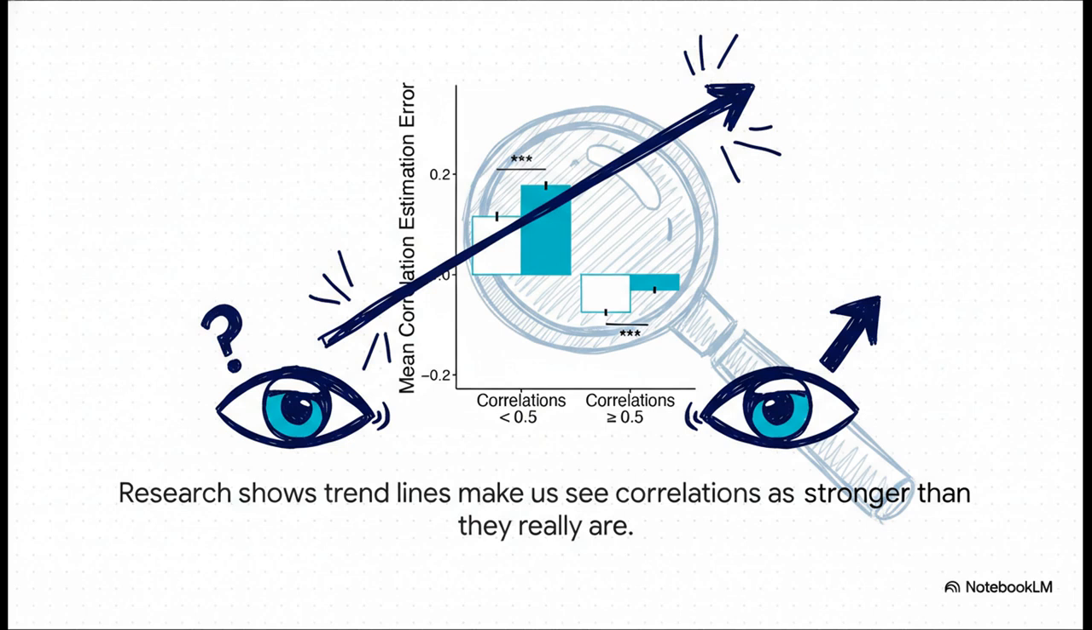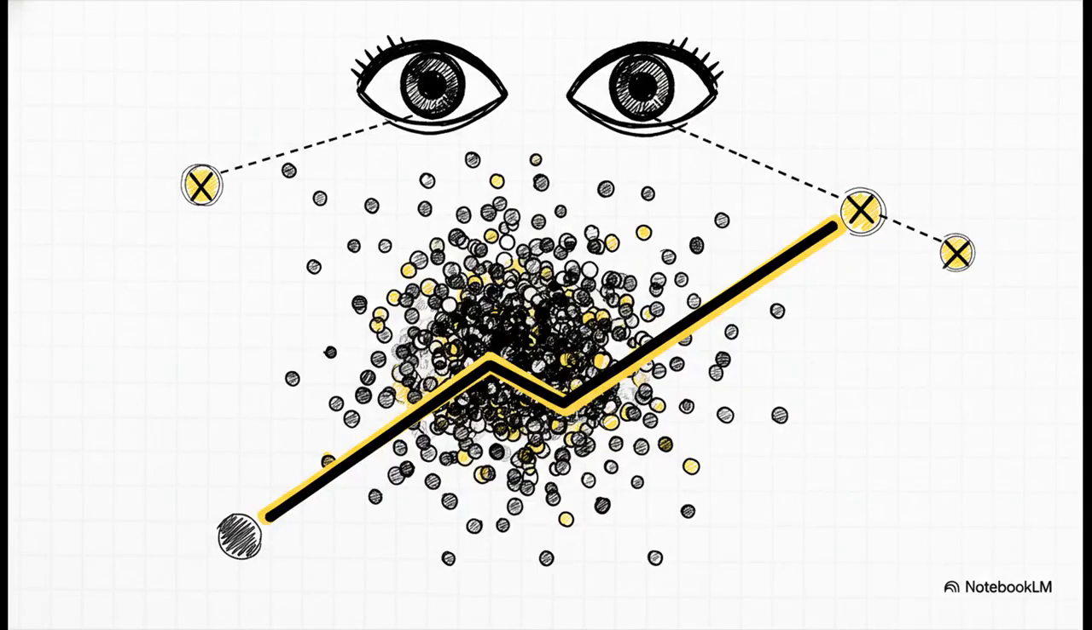It's like a visual amplifier, turning a maybe into an "oh, for sure" in our minds. It's a subtle but powerful nudge. But wait, it's not all bad news for our friend the trend line. They can actually be used for good. In a clever twist, they can become a tool to help guide our eyes away from the very same outliers we were just talking about.